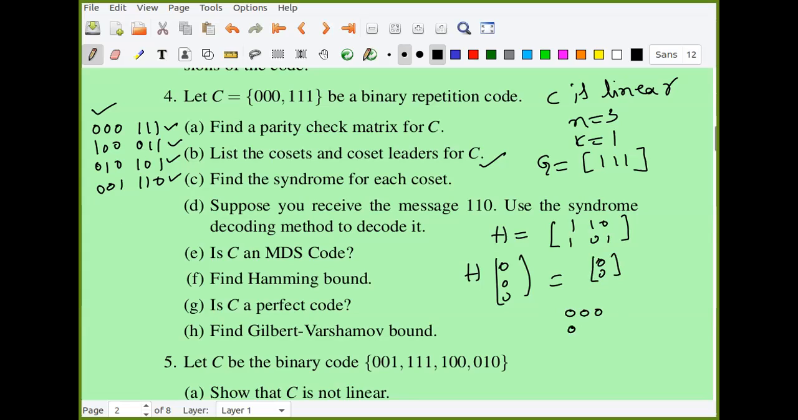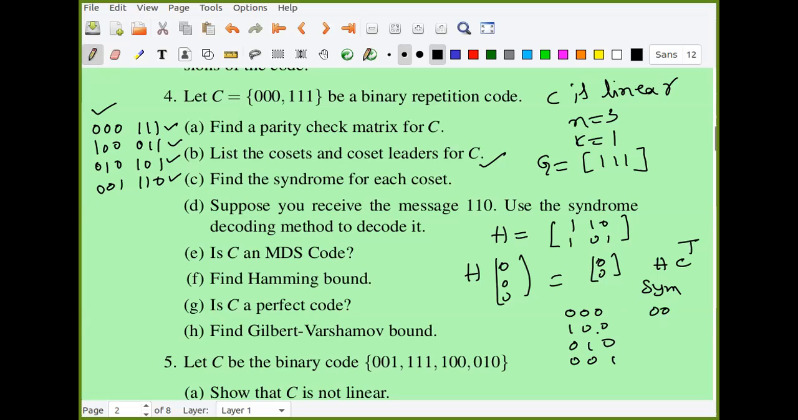These are the coset leaders, and here I write the syndrome. Syndrome means H times E transpose; the coset leader I am calling E, let us say. Here I'll get 0 0. I'm writing it column-wise so that it is easy row-wise. The syndrome is 0 0.